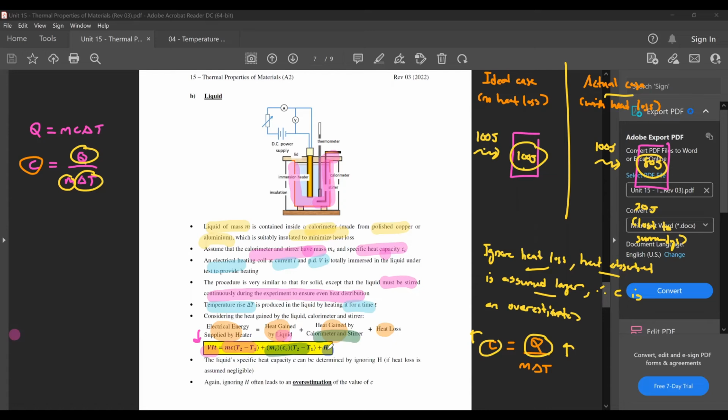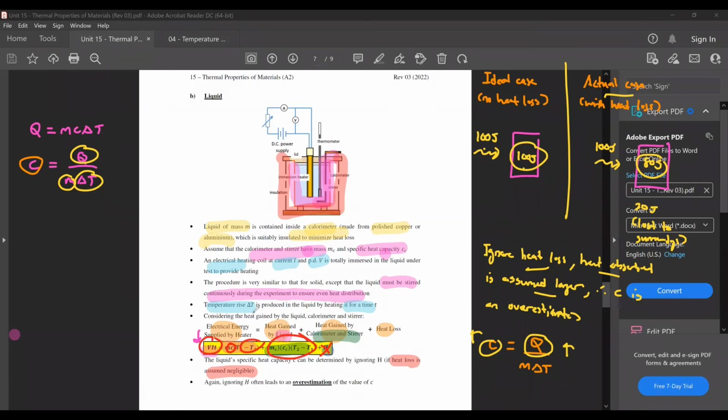If you want to find out the specific heat capacity of your liquid, you can just say that if your insulation is very thick, your heat loss will be very small, to the point that it is negligible. So when your heat loss is assumed negligible, you can then find out what C is, assuming that you know everything else inside here.